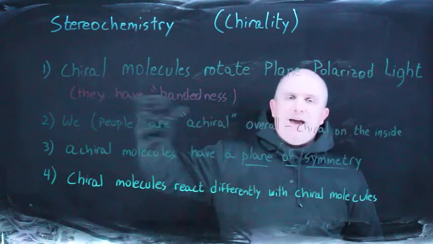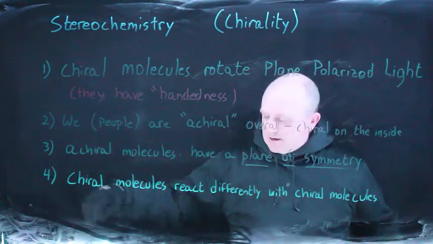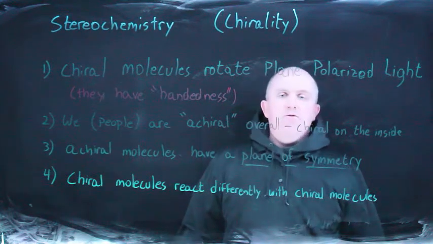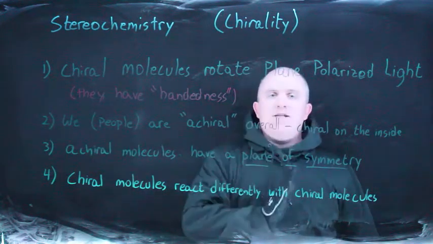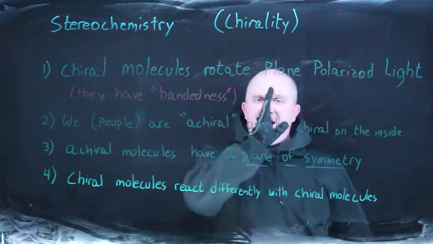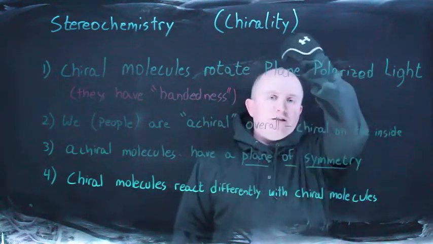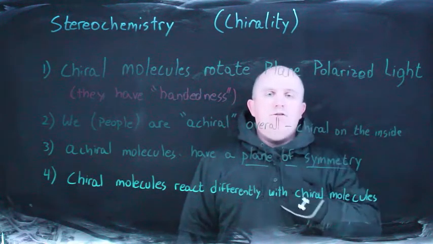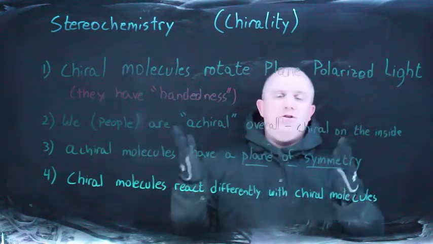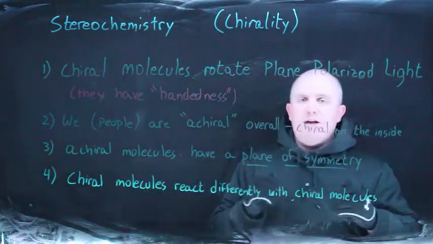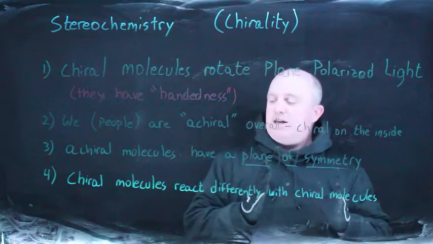So molecules can be chiral. They can have handedness. A lot of molecules are not chiral. They are achiral. They do not have handedness. Human beings, as a rule, are not chiral. We have both a right hand and a left hand. We have a right foot and a left foot, which means that there's a plane of symmetry running right down the middle of a person that makes a person achiral overall. That in fact is a great definition for what an achiral molecule is. It has a plane of symmetry.